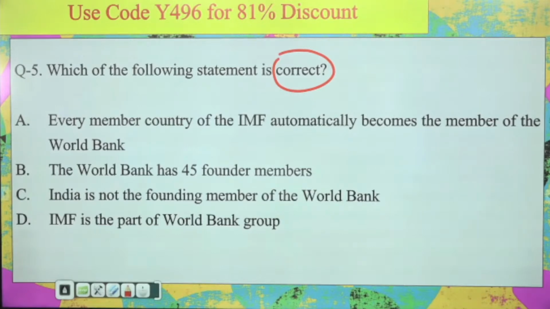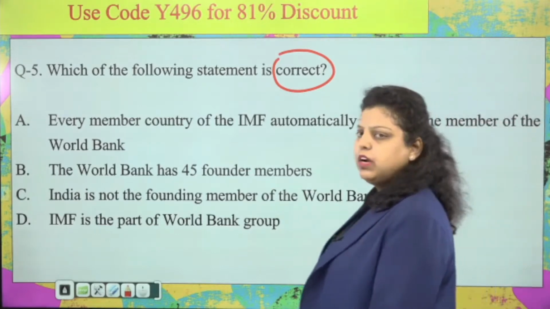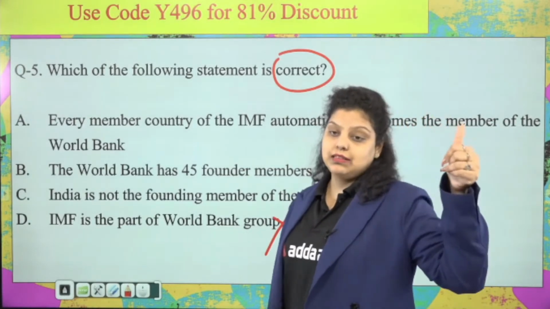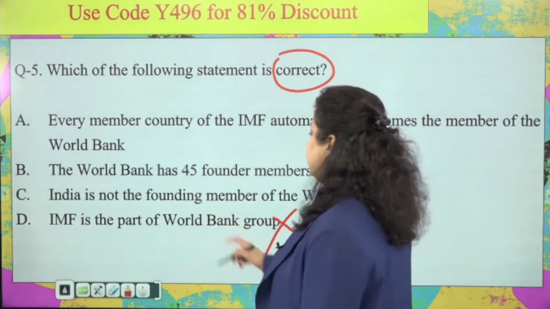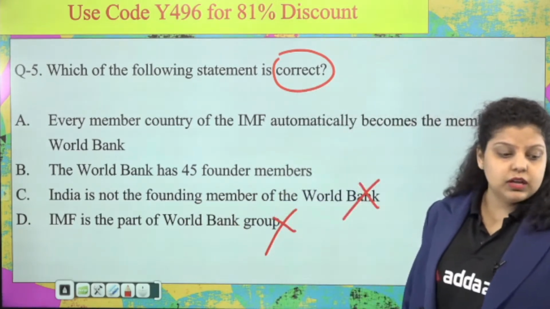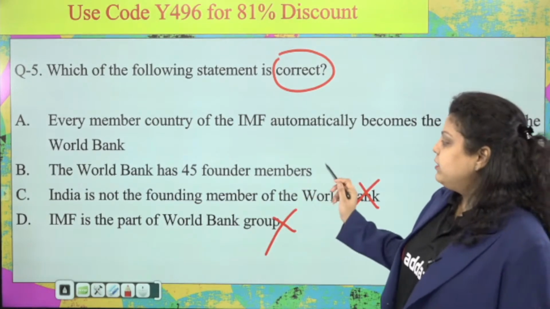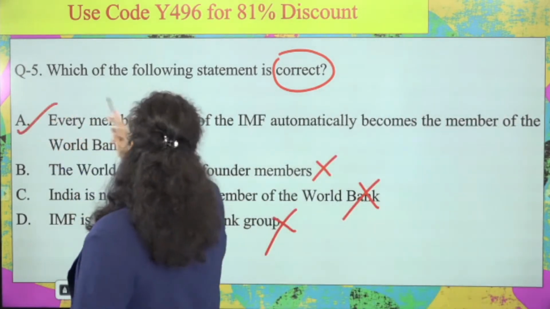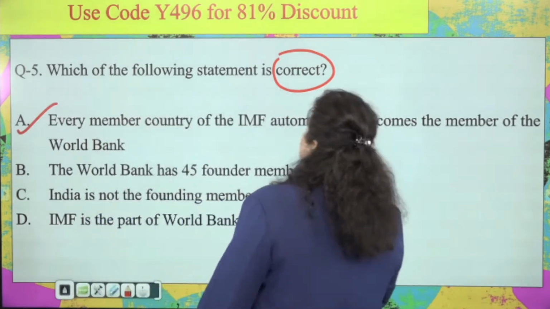Okay, so the right answer will be, first of all, IMF is part of the World Bank Group? No, the World Bank Group has IBRD, IDA, IFC, MIGA and ICSID, not IMF. Now, India is not a founding member? Of course, India is a founding member of both the World Bank and IMF. World Bank has 45 founder members? No. But the right answer is, every member country of the IMF automatically becomes a member of the World Bank.